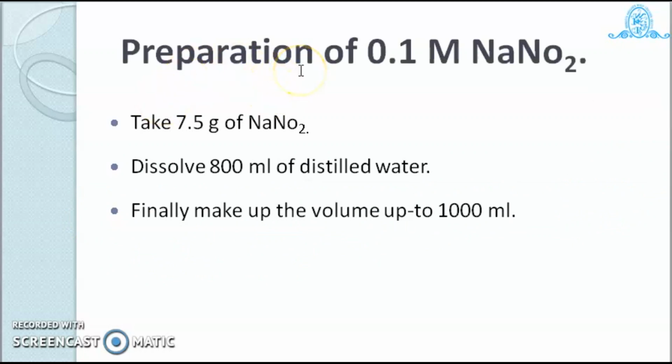Let us see the preparation of 0.1 molar sodium nitrite solution. Take 7.5 gram of sodium nitrite, dissolve it in 800 ml of distilled water and finally make up the volume up to 1000 ml, which will be your 0.1 molar sodium nitrite solution.